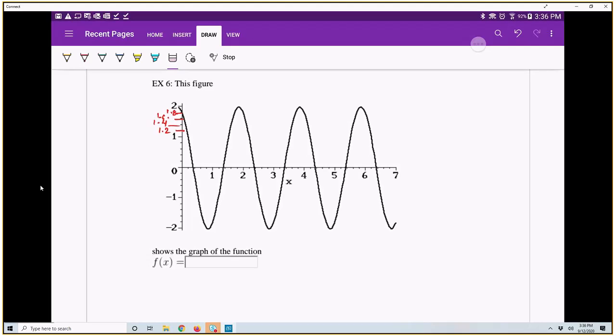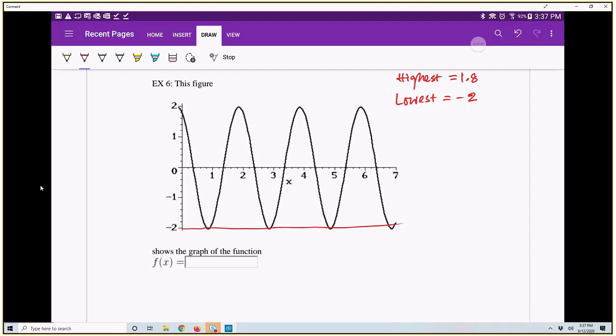So basically, what is my point? The highest value on this cosine function is at 1.8. And the lowest value on this cosine function is at -2. So I say highest is 1.8, lowest is -2.